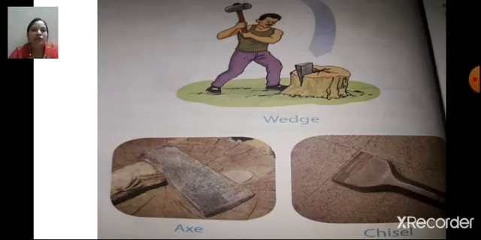See the pictures, children. This is the wedge. If you can see, on one end it is very broad and it is getting sharper on another end. So we call this kind of thing a wedge, and the examples are axe, chisel, knife, etc. And why is it used? Yes, to cut various things.